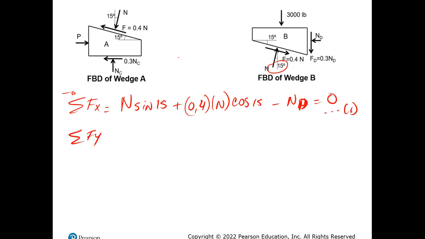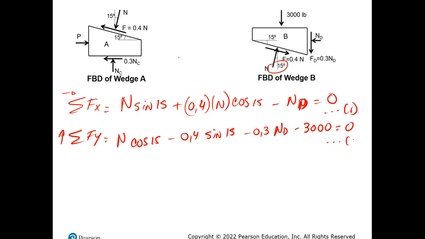Then the sum of forces in the Y direction will be equal to the normal force multiplied by cosine of 15, minus 0.4 multiplied by sine of 15, minus 0.3 multiplied by normal D, minus 3000, which is the force being applied to it. This will be my equation number 2.